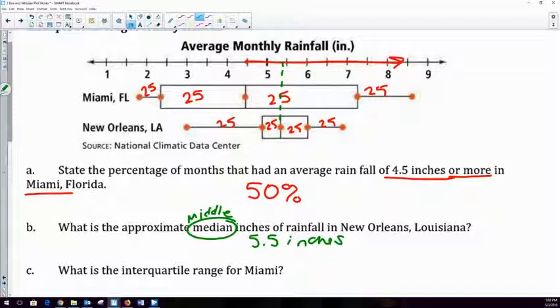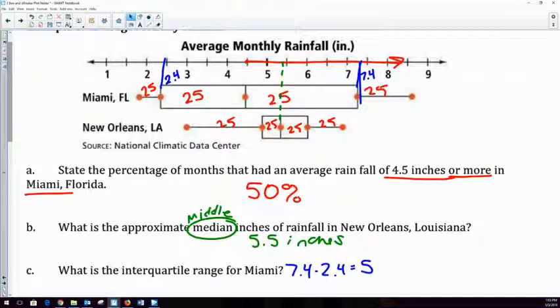Letter C, the final thing it's asking, is what is the interquartile range for Miami? So if we look at the right side of my box, 7.5 is the middle. This is just before it. So we could call this, I don't know, we'll call it 7.4. And if we look at the left-hand side of the box, 2.5 is just after it. I think we'll call it 2.4. If we subtract 7.4 minus 2.4, you end up with 5, and that is your interquartile range.